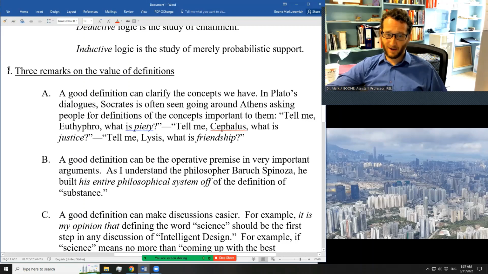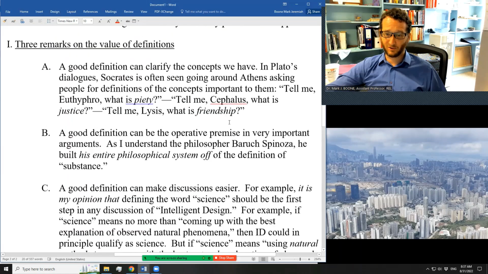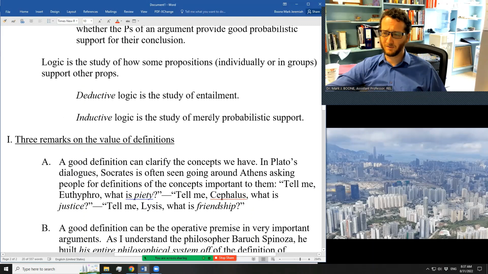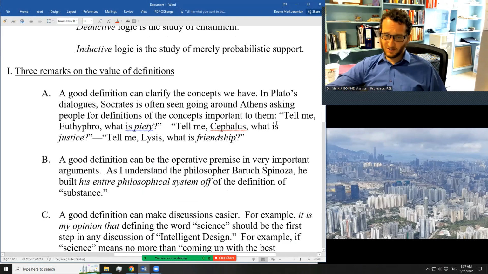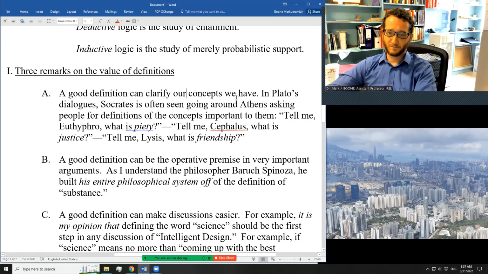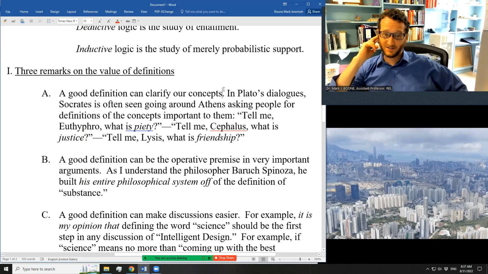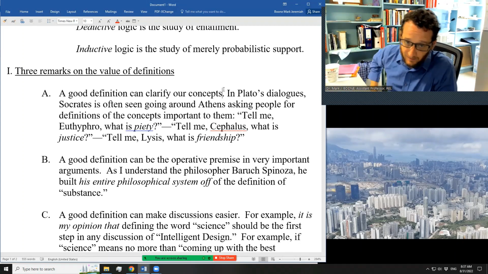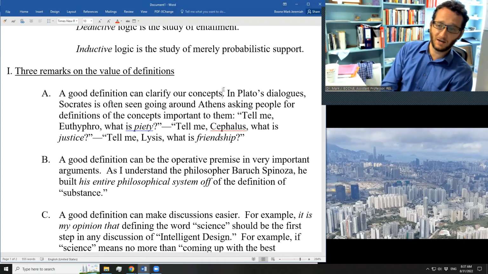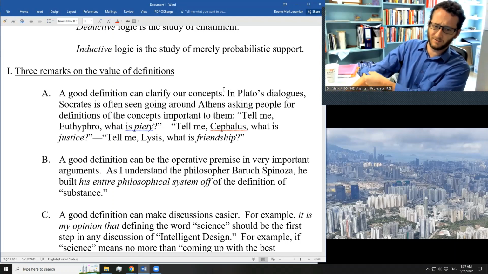Let's now talk about definitions. And this is a good place to start with the study of inductive logic, even though we're not going to get directly to a lot of clear methods, although I think we'll have some available methods here. Definitions. A good definition can clarify our concepts. This is central in Plato's writings. Socrates, in Plato's writings, is always walking around Athens talking to people, asking for definitions of important concepts. He'll say, tell me, Euthyphro, what is piety? Tell me, Cephalus, what is justice? Tell me, Lysis, what is friendship?